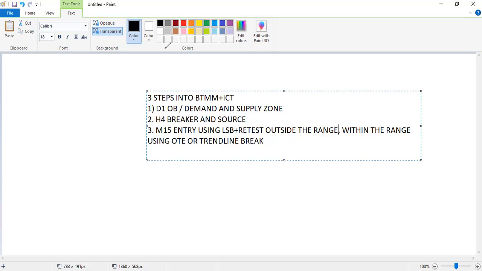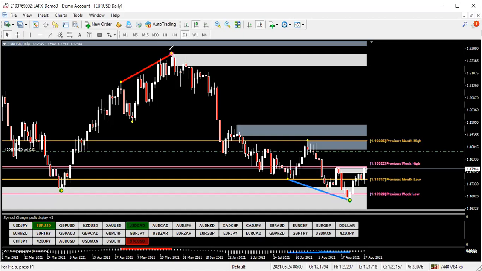Let's look at it. If you look here, this is a demand zone, and this is the demand zone here. On H4, price was anchored on the daily time frame. Look at it. This is D1, this is H4, and this is M50. Like I said, we anchor our breaker and source on the daily time frame demand and supply zone or order block. A bearish order block is the last bullish candle that's responsible for that one move. So this is a bearish order block, or you call it a supply zone. Does that make sense to you?